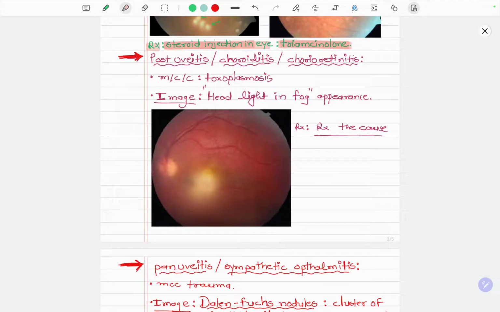Okay, done. The next image, your favorite, headlight in fog appearance. It is seen in posterior uveitis, also known as choroiditis or chorioretinitis. The most common cause of posterior uveitis is toxoplasmosis, and this headlight in fog appearance is mostly seen in toxoplasmosis. For the treatment of posterior uveitis, we will treat the cause, because HIV and different viral infections also cause it. That's why we treat the cause.